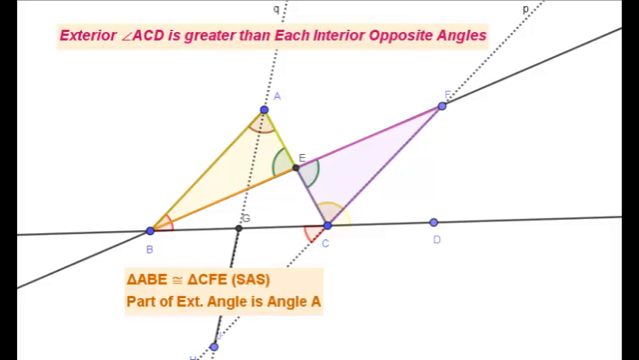So the exterior angle ACD is greater than either of the interior opposite angles, and to be exact, as we read it, it is the sum of two of them. The original way.